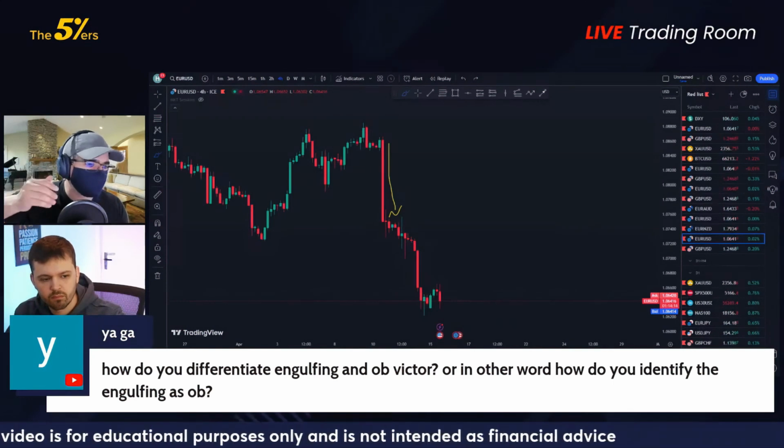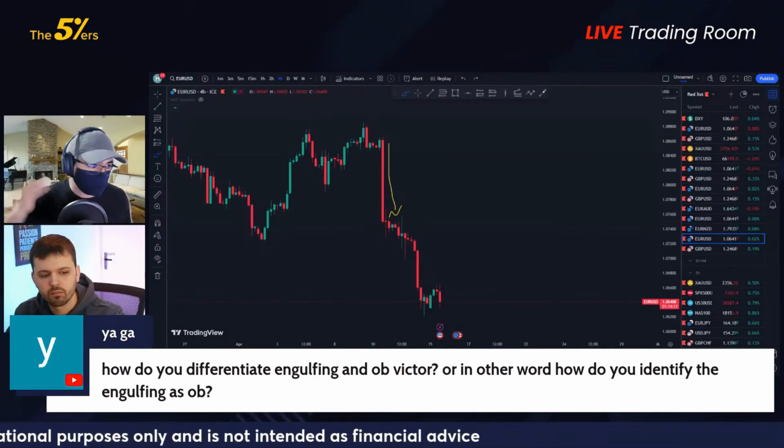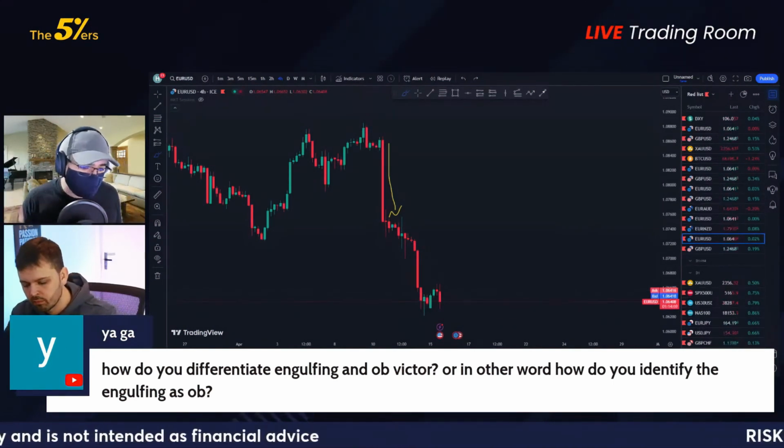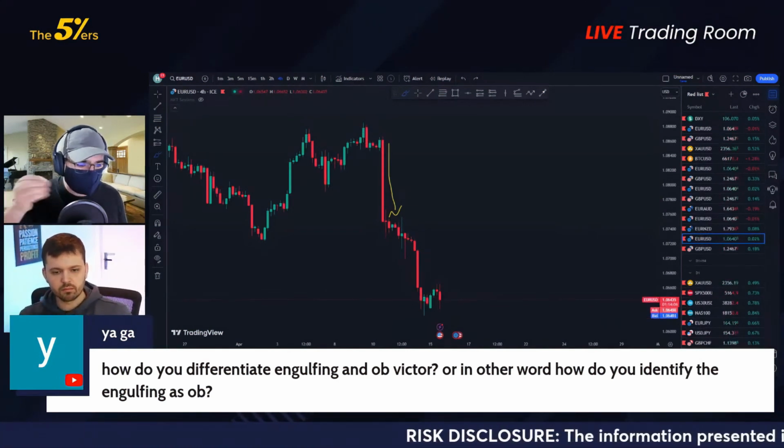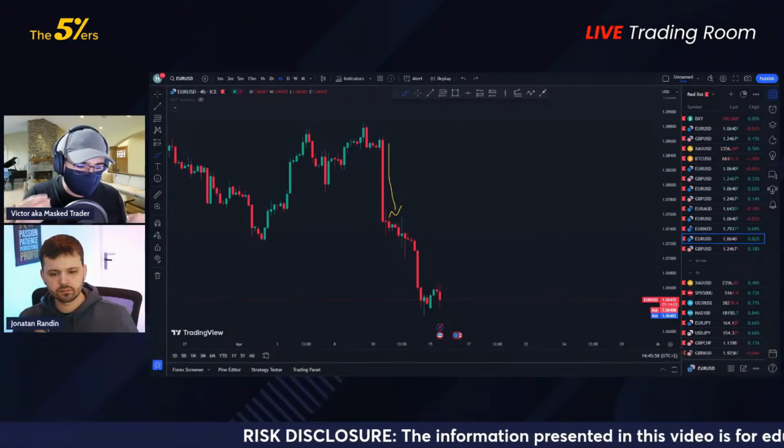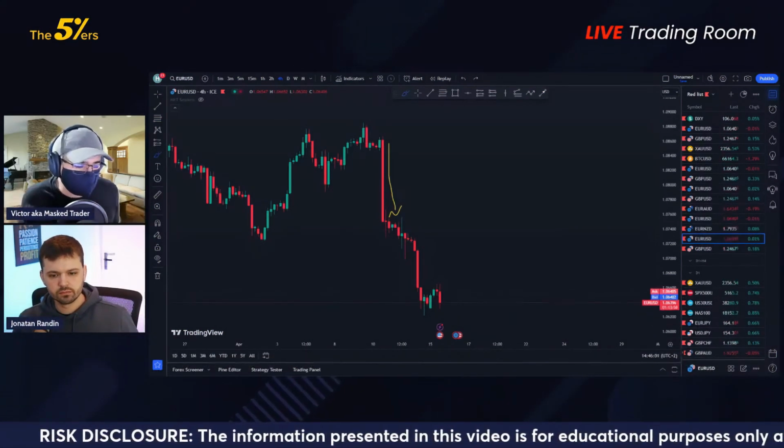What move are you referring to? Is it a 20 pip move? Is it a 100 pip move? Is it 50% of the ATR? So all those, whenever you introduce more to the definition, you're introducing subjectivism to what is an OB or not.